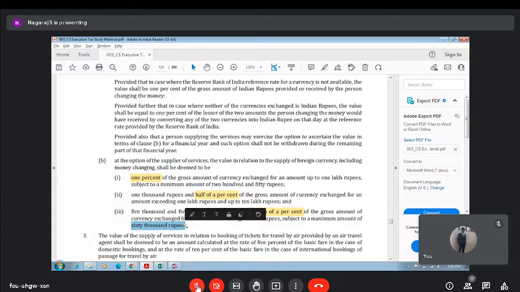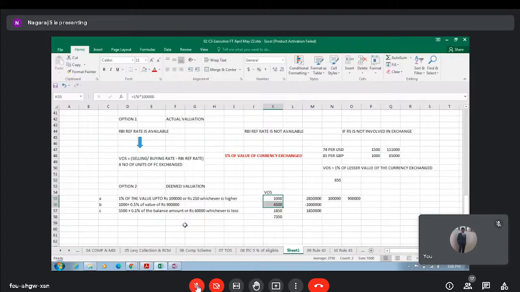Understood? Subject to a maximum of rupees 60,000 means 60,000 or the third slab, whichever is less, you need to consider. Third option is 7,350 or 60,000, whichever is less.